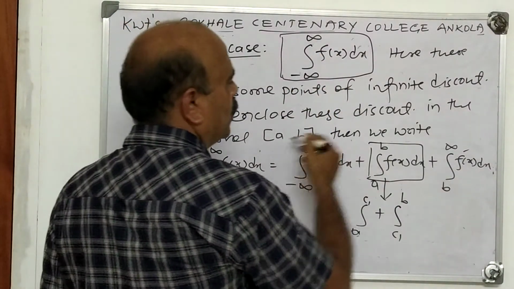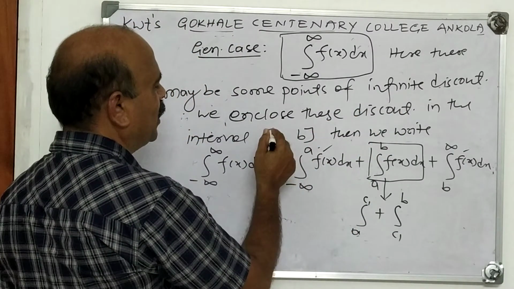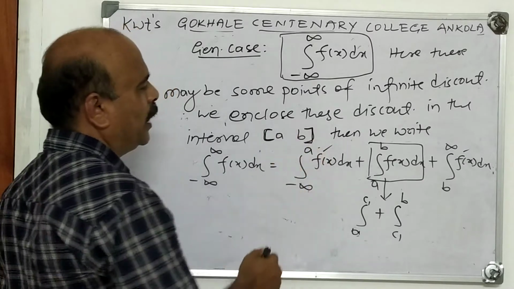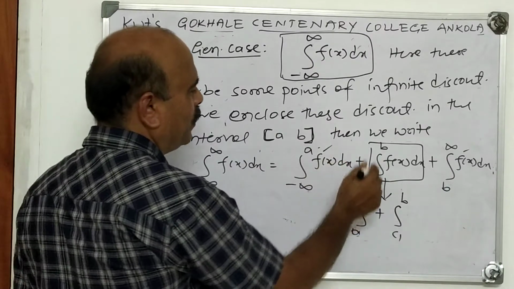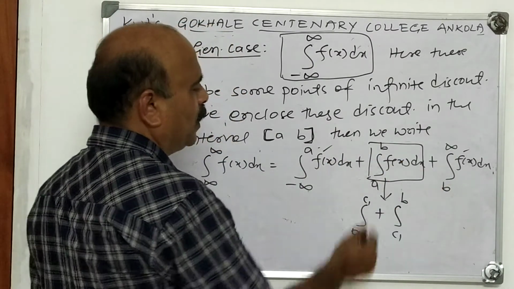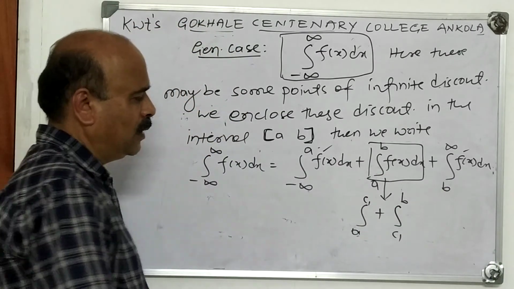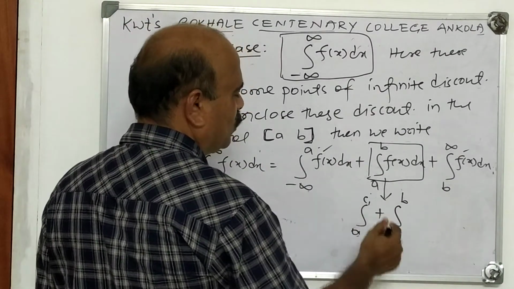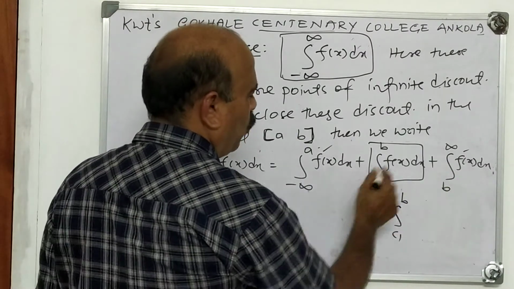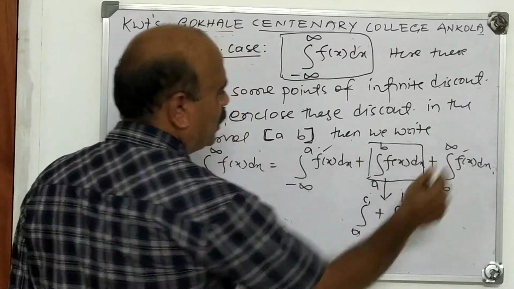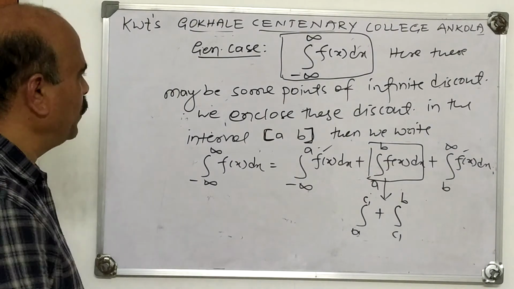Here the procedure is we enclose all the infinite discontinuities in a closed interval [a, b], and we write the integral from minus infinity to infinity as minus infinity to a, a to b, b to infinity. Here in between a and b there may be a finite number of discontinuities, c1, c2, etc., cn. Then we write a to c1, c1 to c2, c2 to c3, cn to b. If all these exist, then we say that the improper integral converges. This is called the general case.